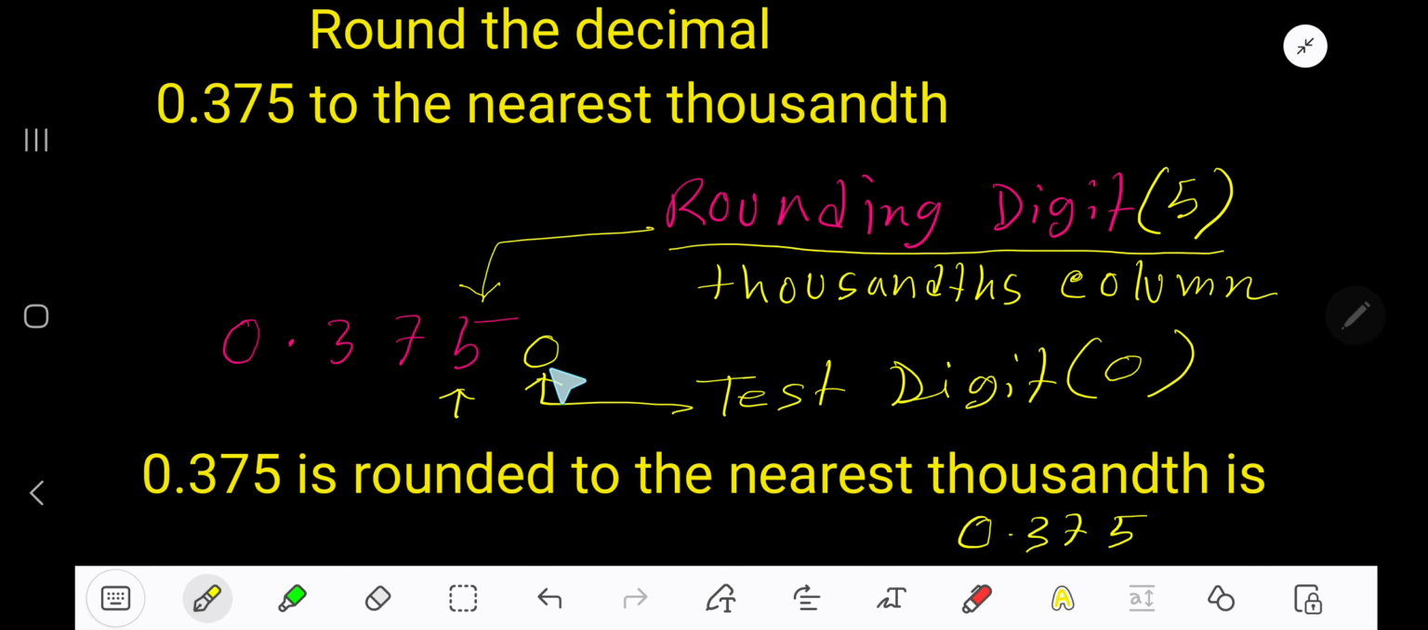Since the test digit is less than 5, the rounding digit will remain unchanged and you need to delete this test digit. So you are done. You are getting 0.375. So 0.375 rounded to the nearest thousand is 0.375. We have nothing to do.